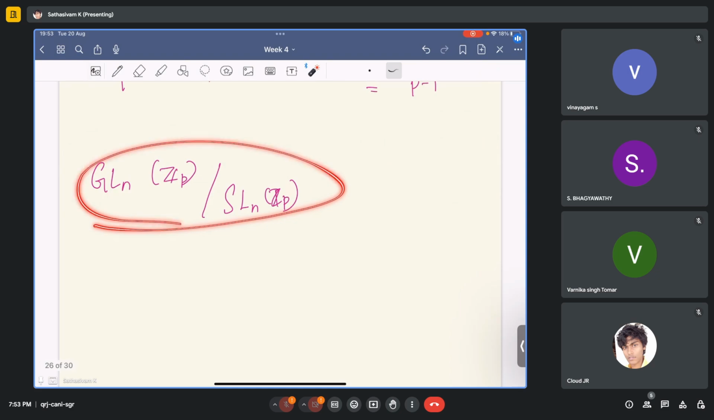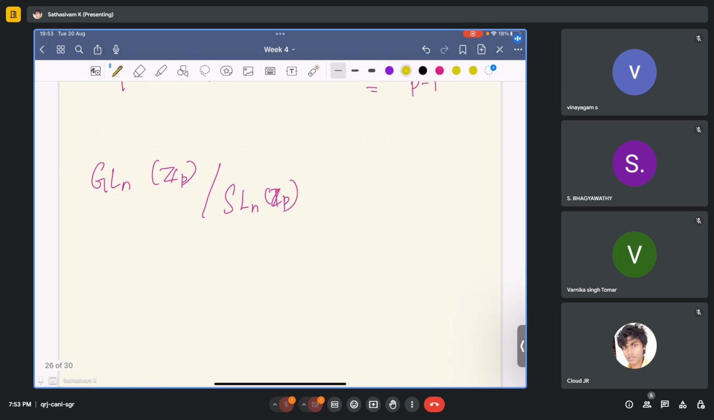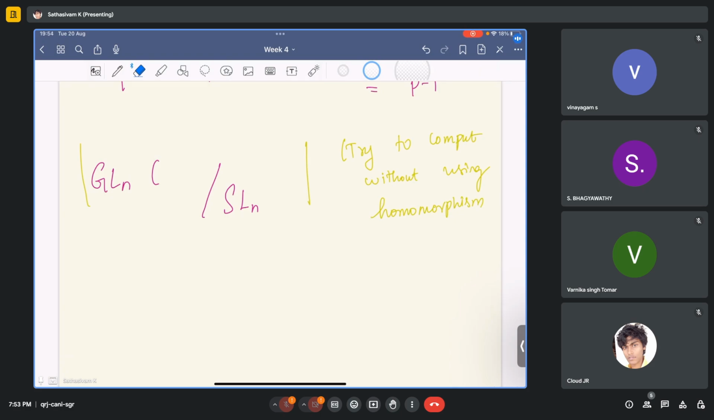In general, computing this size, you try to compute it, then you can understand. Okay, so probably I'll just leave this, try to compute it without using the homomorphism. Okay, you don't even have to take a general P. Let's take Z3. Take it as Z3 and take it as Z3. Try to compute it. Then probably you can understand how this is useful.